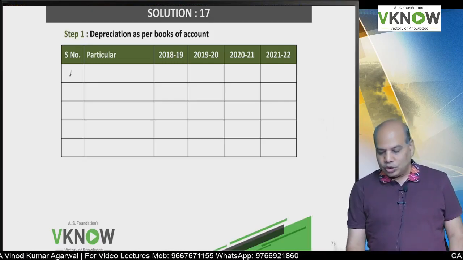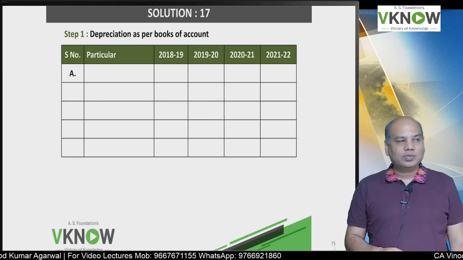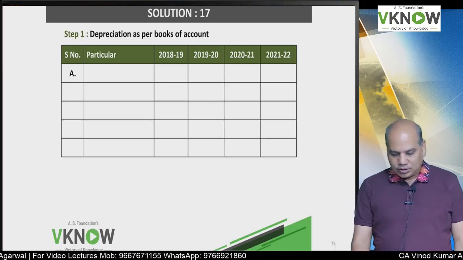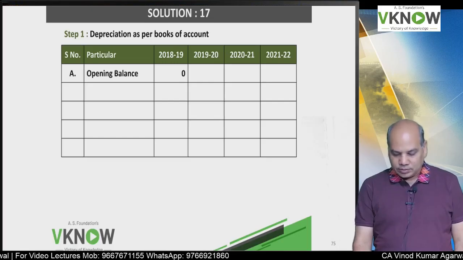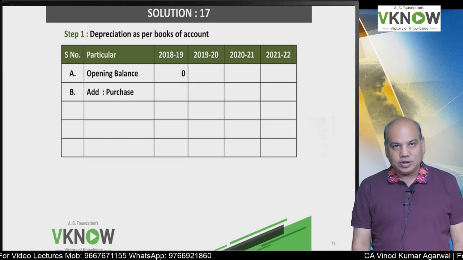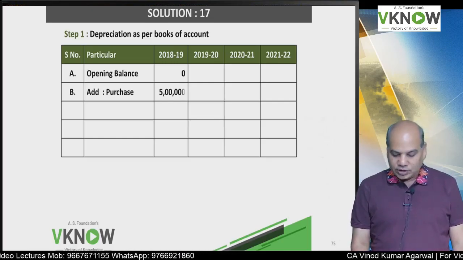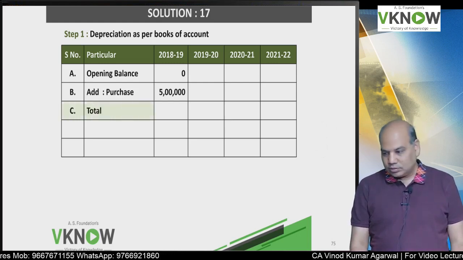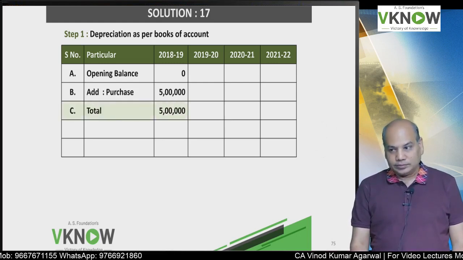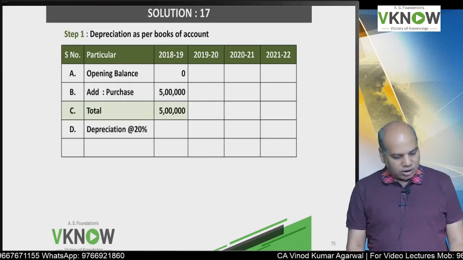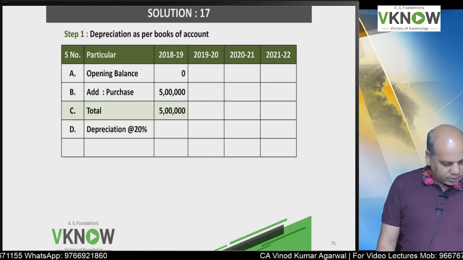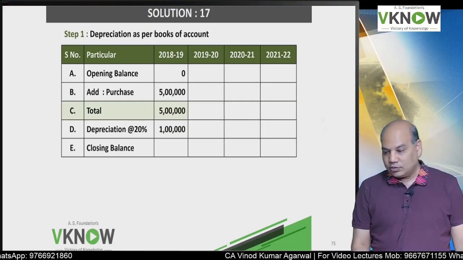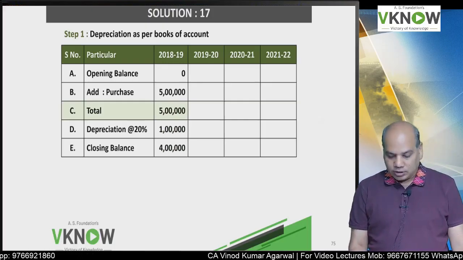Like you used to do in your 12th standard classes, I remember there was a chapter on depreciation. Start. First year opening balance 0. Purchase 5 lakh. Total 5 lakh. And what is the rate of depreciation? 20% in books of account. Depreciation 1 lakh. So my closing balance will be 4 lakh.